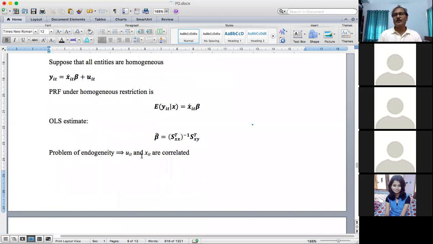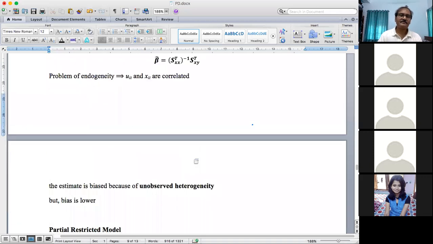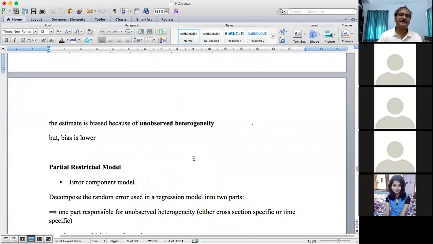There is little scope for elimination of this problem if you have cross-section or time series data, but we have a lot of scope to eliminate this problem if we have panel data. So how to eliminate this problem? Let us try to understand it.